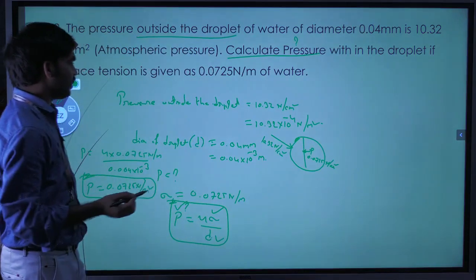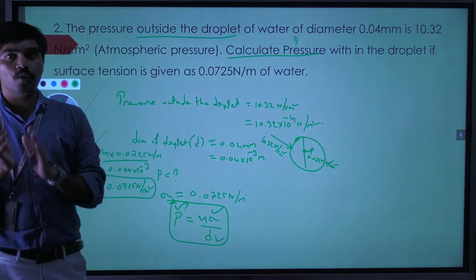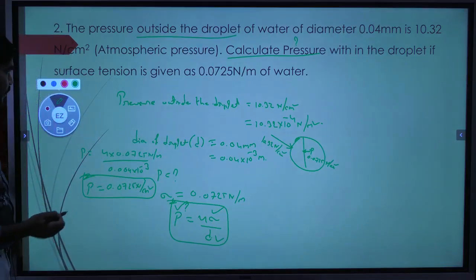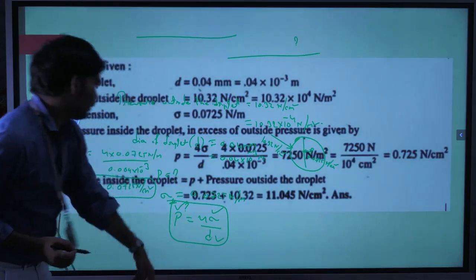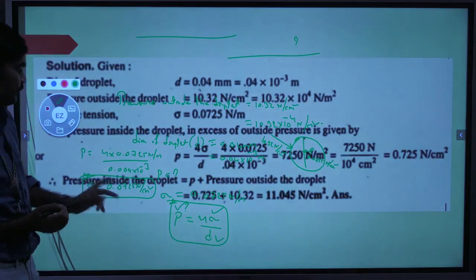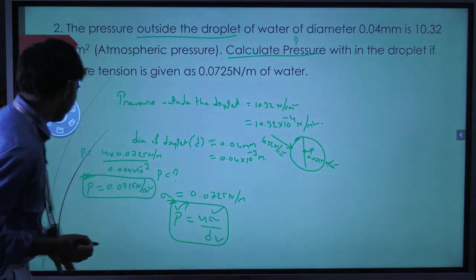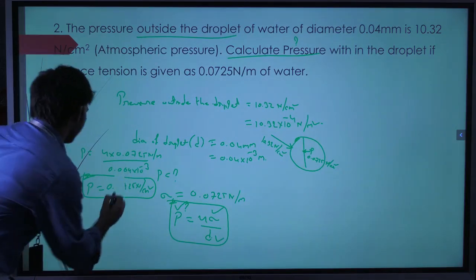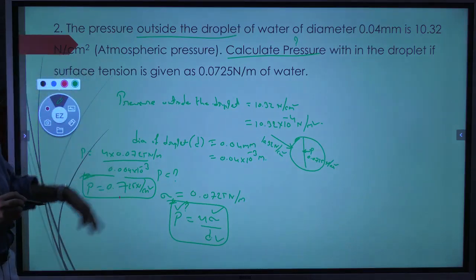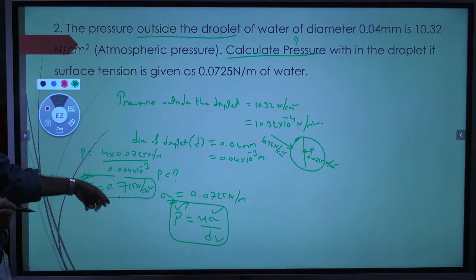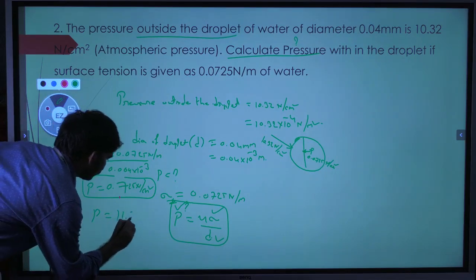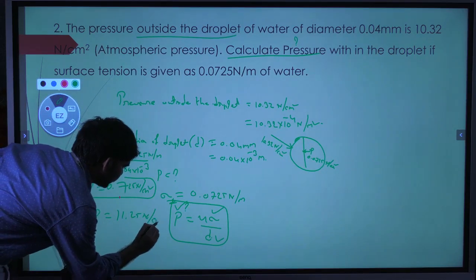What is the total pressure? If you add both, you will get the total pressure acting on the droplet. So if you add these two, it will be 10.32 plus 0.725. So you will get the total pressure as 11.045 Newton per centimeter square.